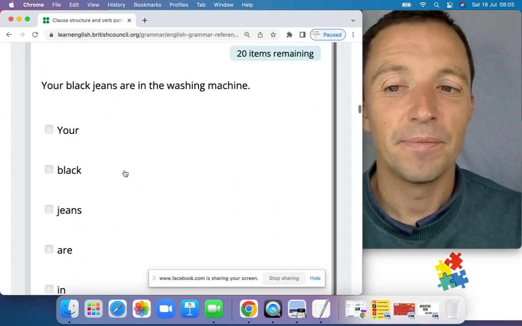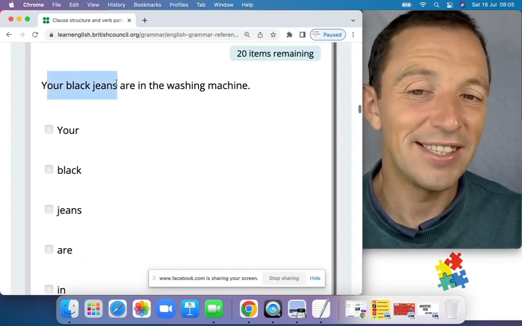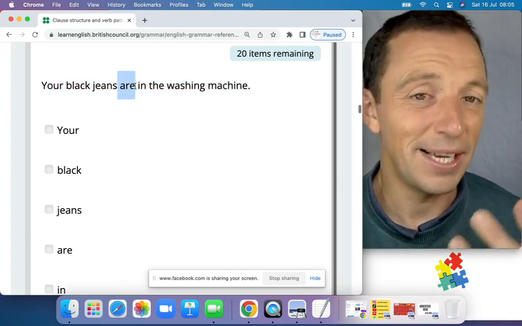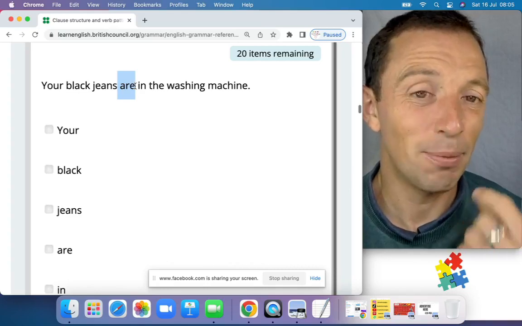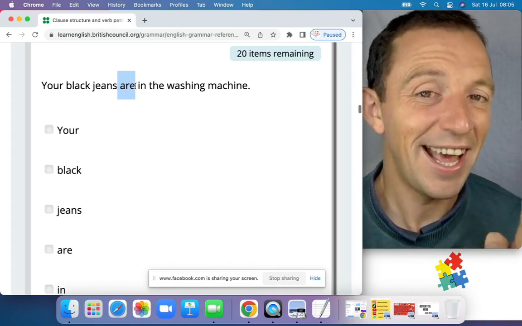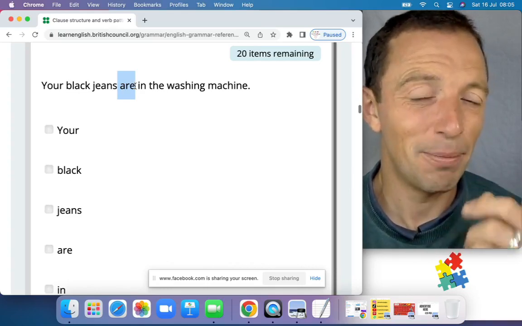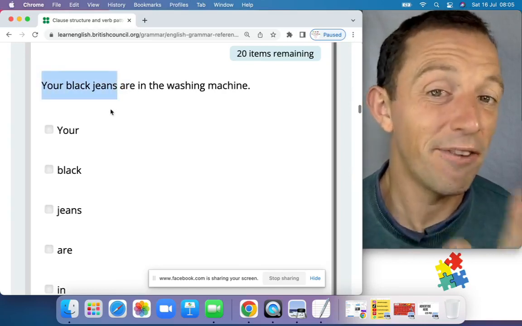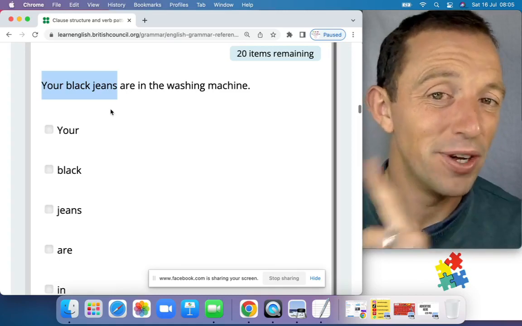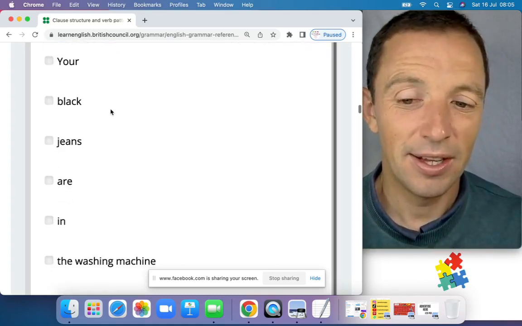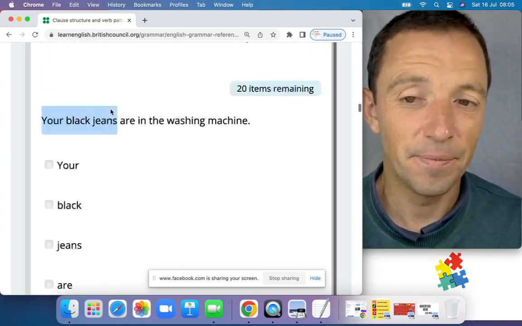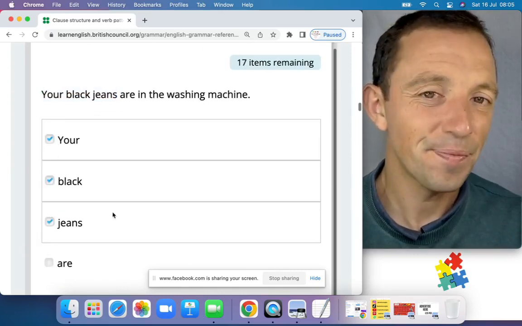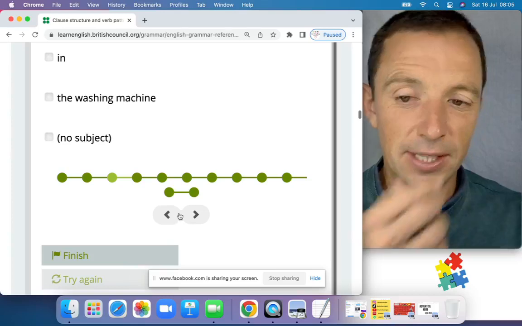Next, your black jeans are in the washing machine. So the verb is to be in the plural in the present. You are, they are. So it's the plural in the present, and the subject is your black jeans. This is more a phrase, therefore it's the noun phrase. And yes, we need to select everything. Your black jeans. Okay, let's continue.